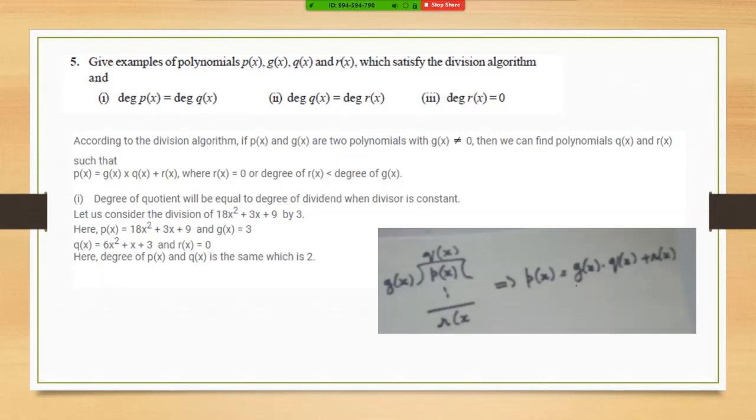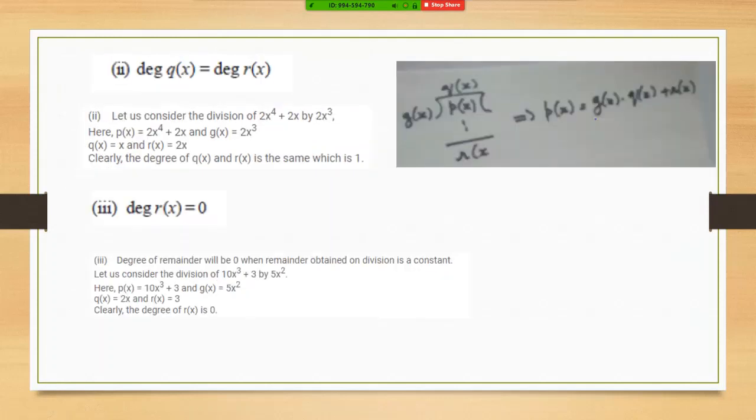Done with the first part. Shall I go to the second part? Children, shall I go to the second part? Yes, ma'am. It says that the degree of qx should be equal to the degree of rx. That's the remainder and the quotient should have the same degree. When is it possible? We have considered the division of 2x^4 plus 2x by 2x cube. So they want us to give examples.